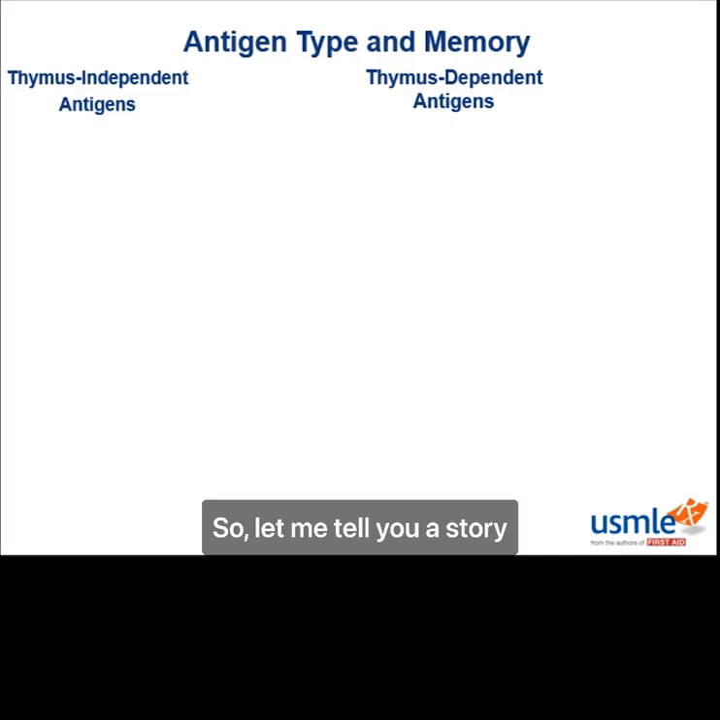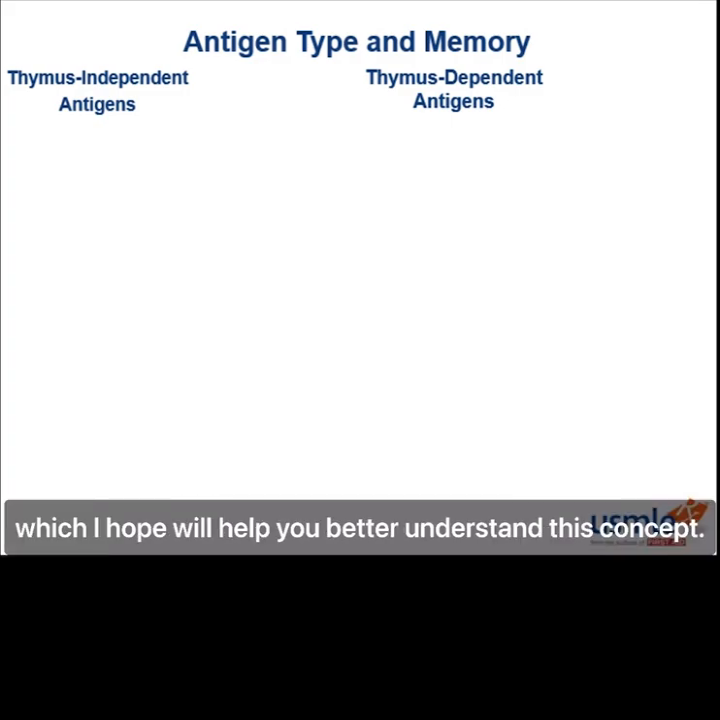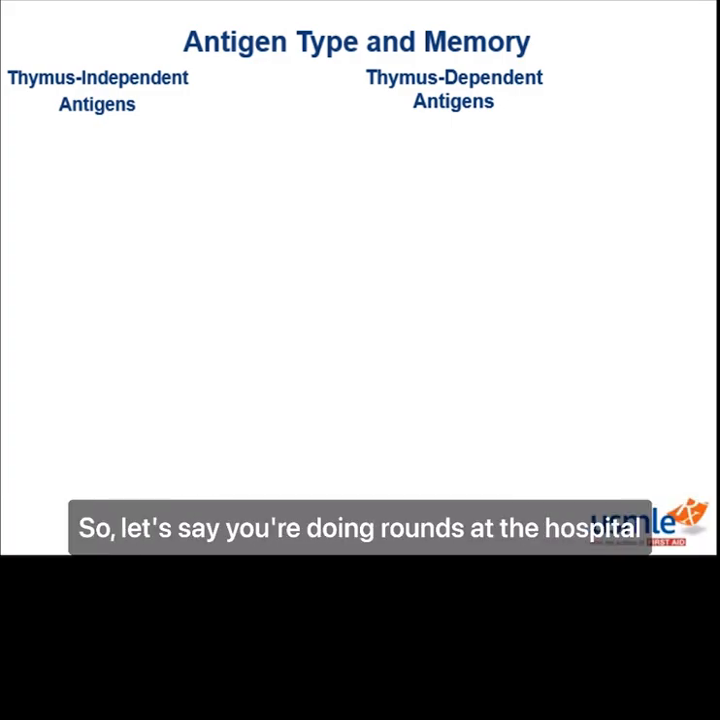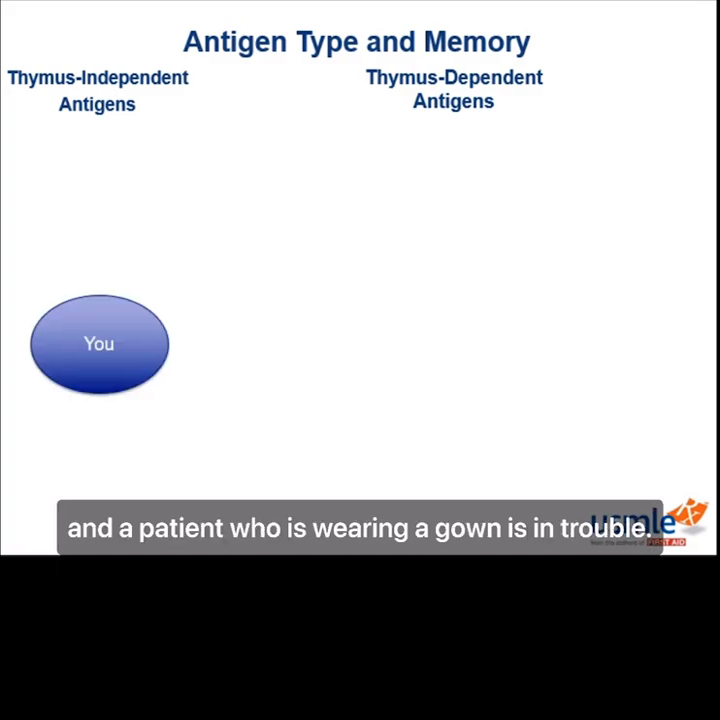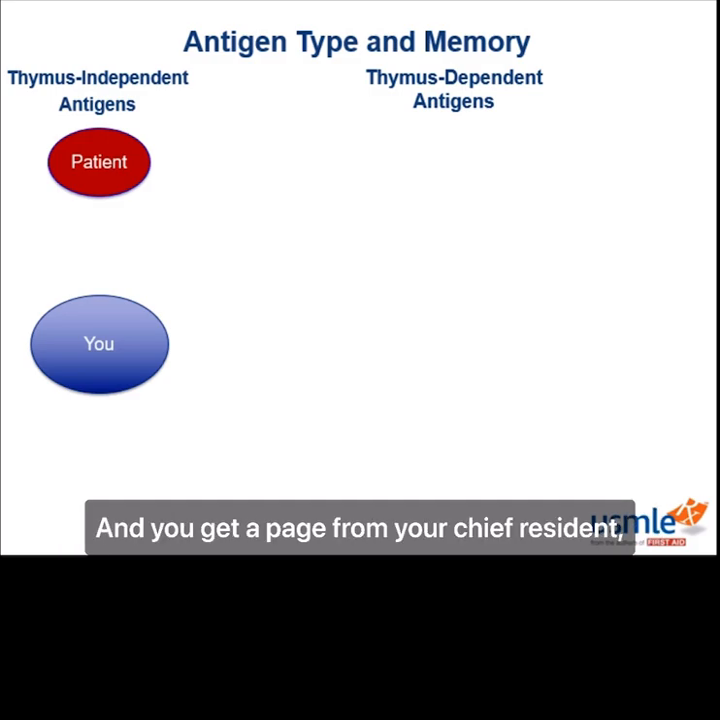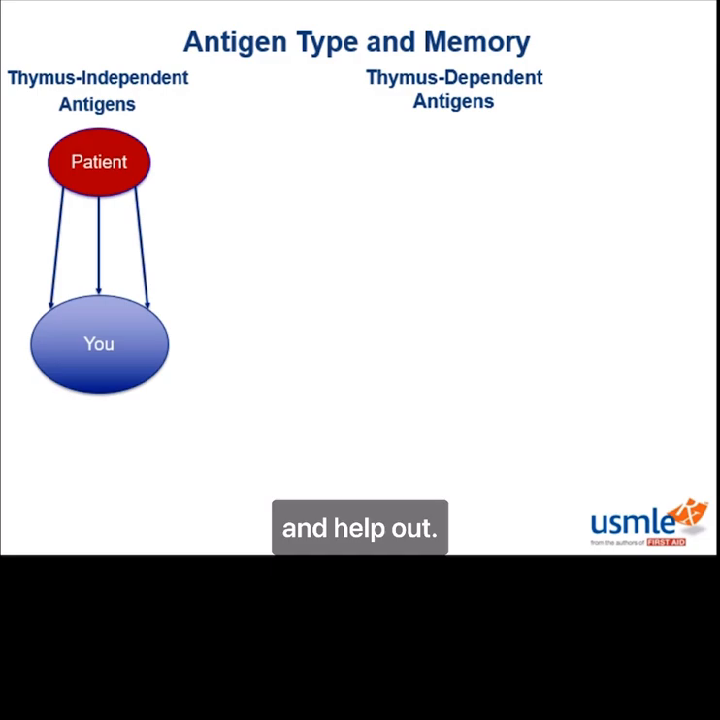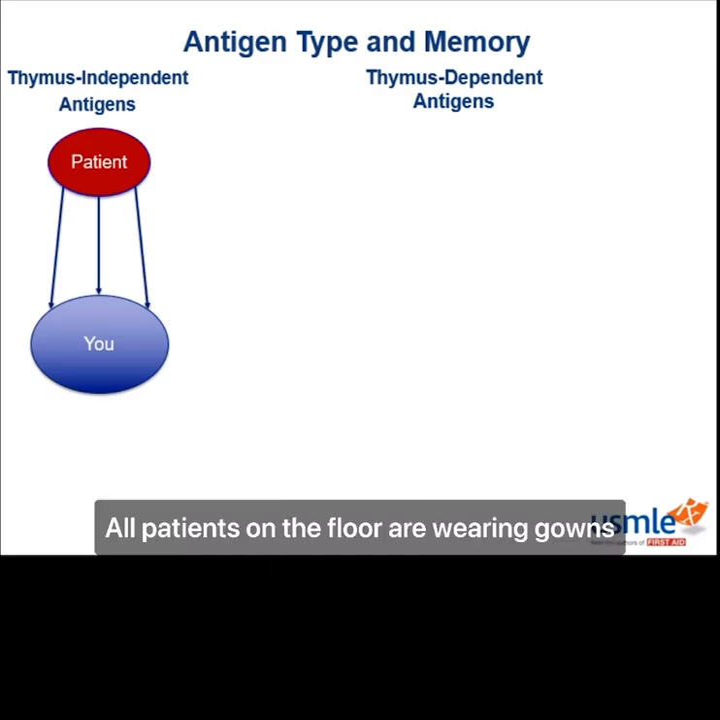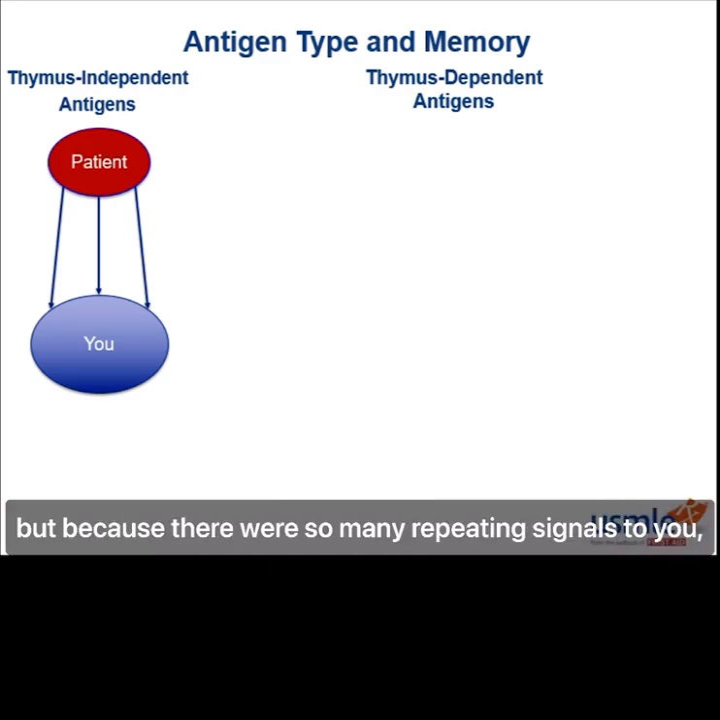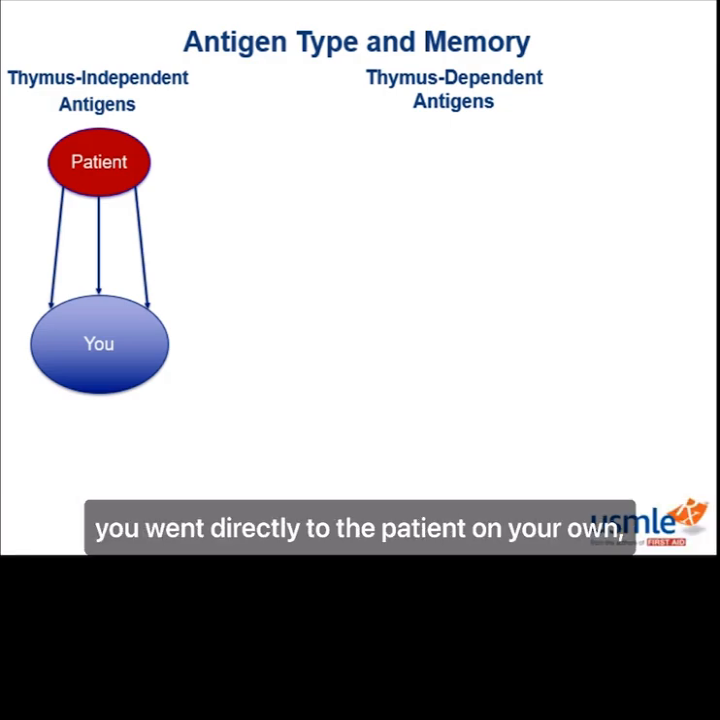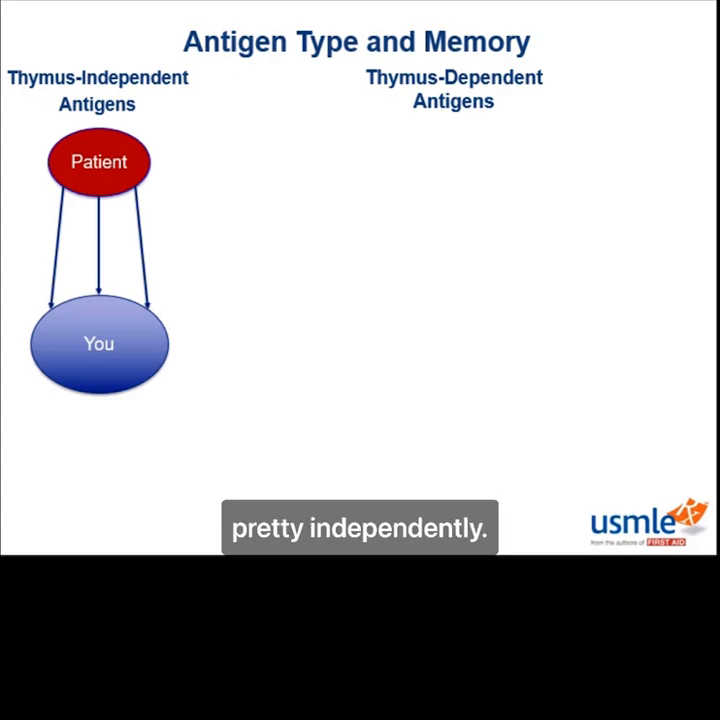So let me tell you a story, which I hope will help you better understand this concept. Let's say you're doing rounds at the hospital, and a patient who is wearing a gown is in trouble. And you get a page from your chief resident, your attending, and the nurse on call. Well, you're going to run without thinking and help out. All patients on the floor are wearing gowns, but because there were so many repeating signals to you, you went directly to the patient on your own, pretty independently.